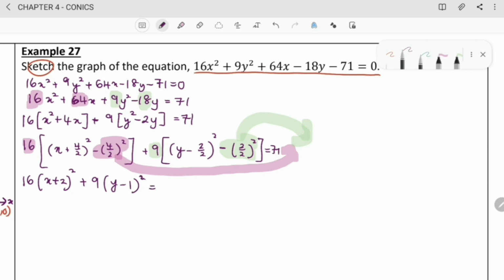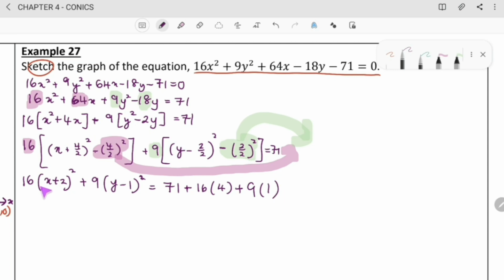equal to 71, and the pink is, because it's minus, so you bring to the right will be plus. Okay, don't forget the 16, and 4 divided by 2 is 2 squared will be 4. Okay, 4, and then for this one is minus, but you bring to the right will be plus. 9 times this one will be 1. 2 divided by 2 is 1. 1 squared 1. Okay, that's all.